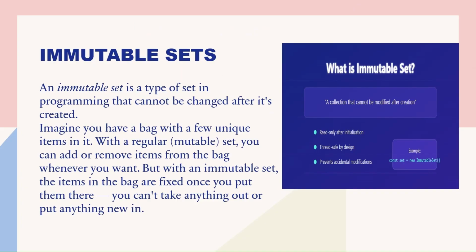An immutable set is a set that once created cannot be changed. Think of it like a bag with a few unique elements in it. In a regular mutable set, you can add or remove items at will. But with an immutable set, the items are fixed. Once you put them there, you cannot add or remove anything.